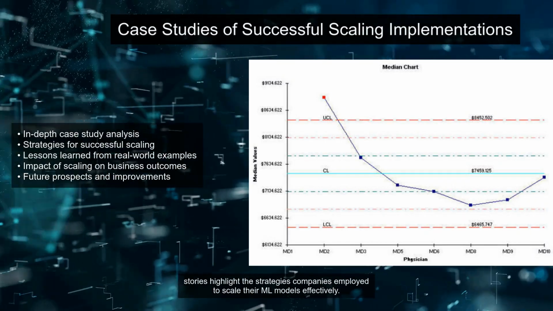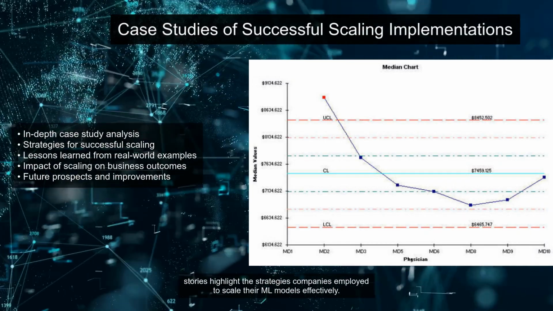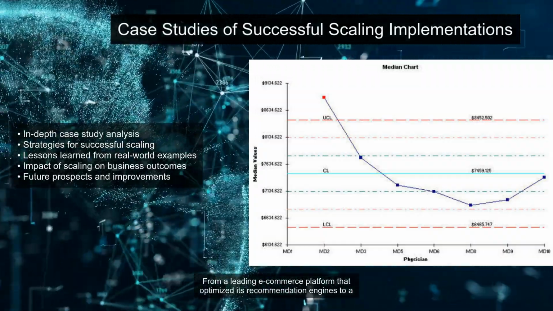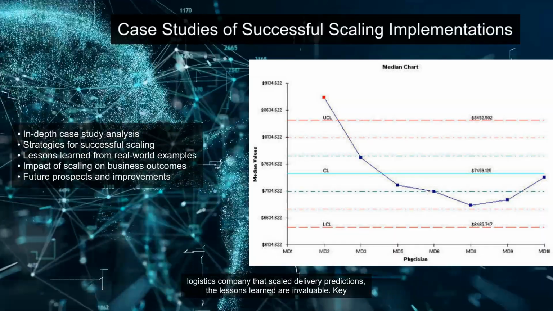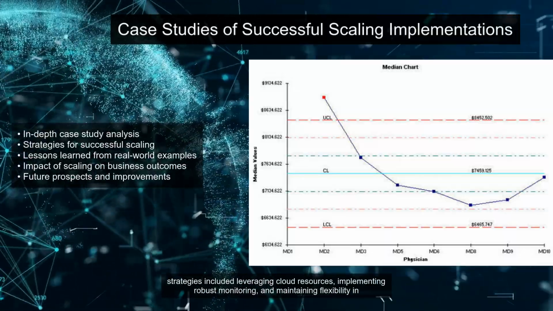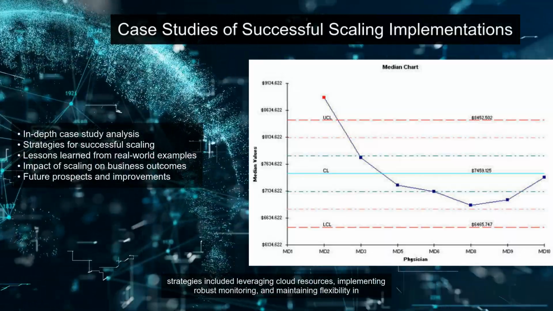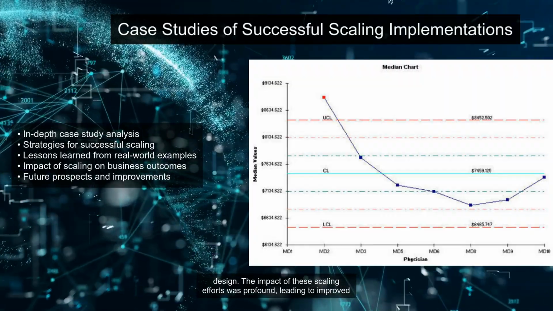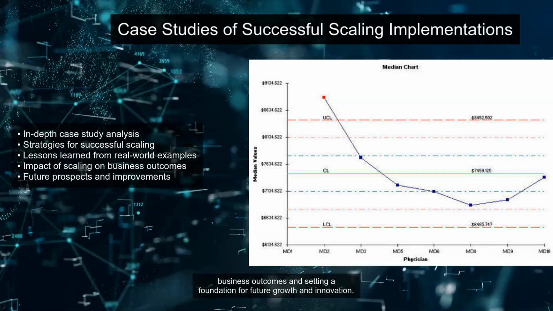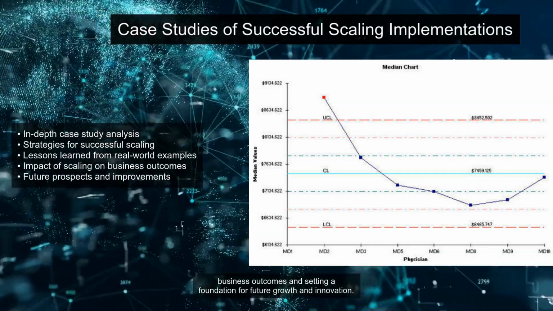Let's dive into some real-world case studies of successful scaling implementations. These stories highlight the strategies companies employed to scale their ML models effectively. From a leading e-commerce platform that optimized its recommendation engines to a logistics company that scaled delivery predictions, the lessons learned are invaluable. Key strategies included leveraging cloud resources, implementing robust monitoring, and maintaining flexibility in design. The impact of these scaling efforts was profound, leading to improved business outcomes and setting a foundation for future growth and innovation.